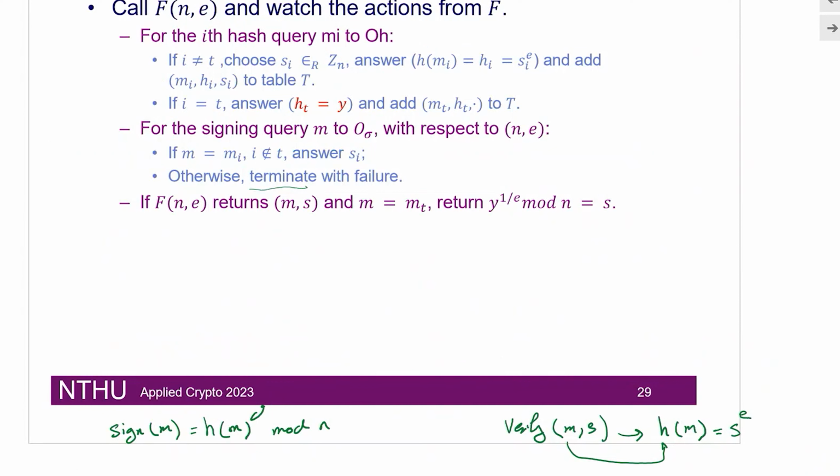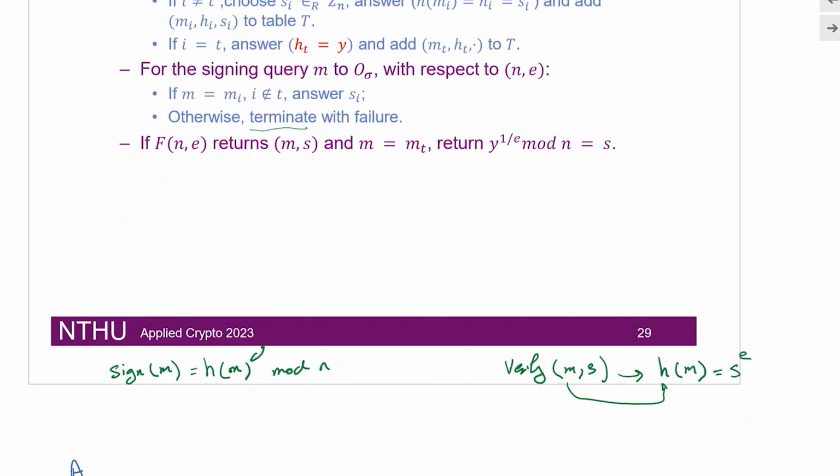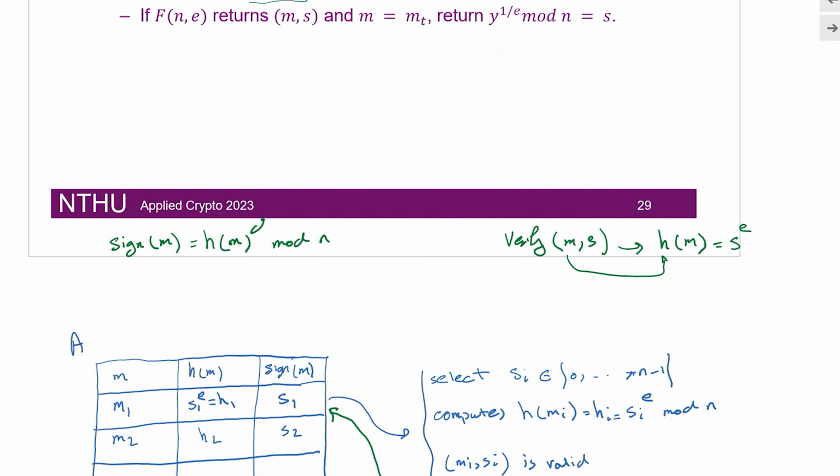And then once he returns a signature, and the message is actually exactly the M_T that he queried before, then we are able to compute the ETH root, and the ETH root is just the S that we know about. So this is how we are able to do this computation.